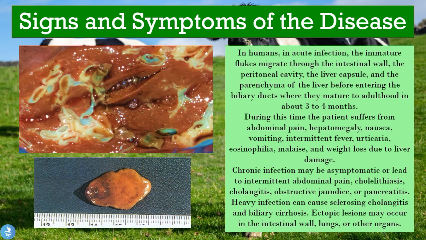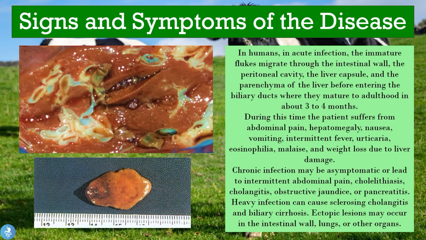So the patients may also become chronically infected, and in these cases, they may be asymptomatic, or the infection can lead to intermittent abdominal pain, cholelithiasis, which is actually the formation of gallstones within the gallbladder, cholangitis, which is the inflammation of the biliary ducts. They can have obstructive jaundice. If the flukes actually block one of those biliary trees, there will be an obstruction in the flow of bile and therefore the onset of obstructive jaundice.